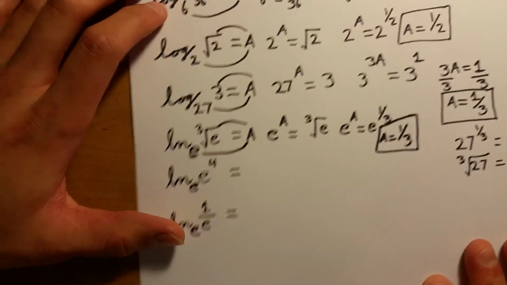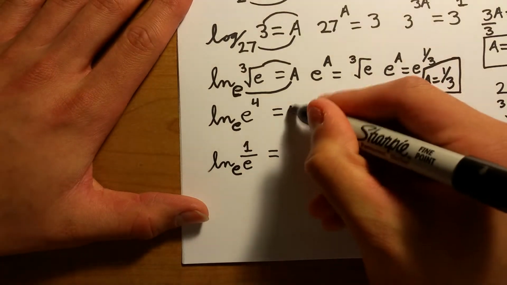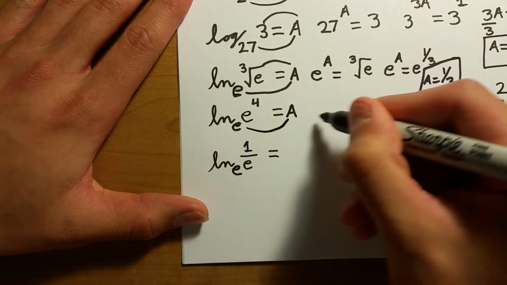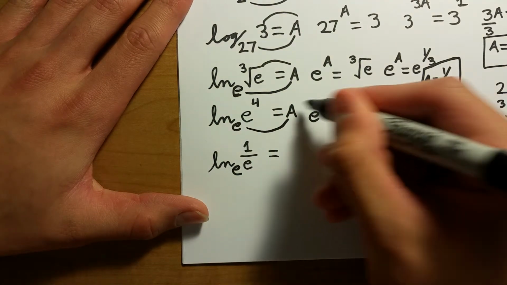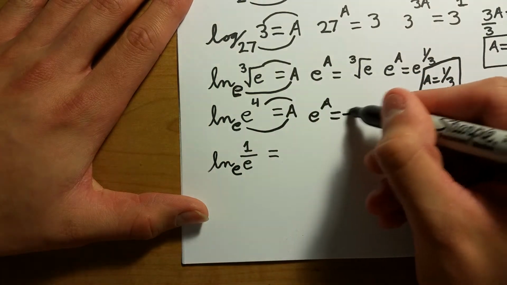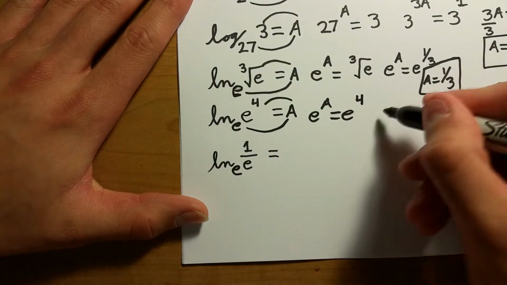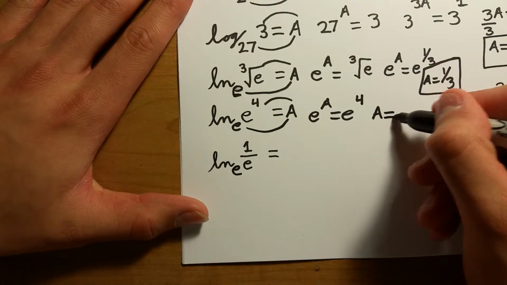So then your answer is going to be 1/3. And then again on this one, e to the power of a equals e to the 4. And this one was easy, it's just a equals 4.